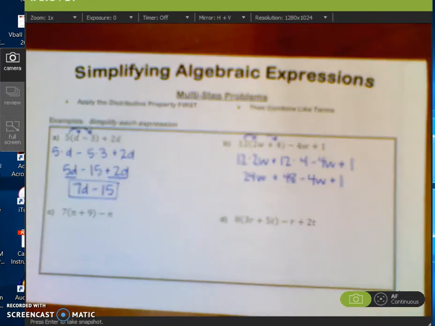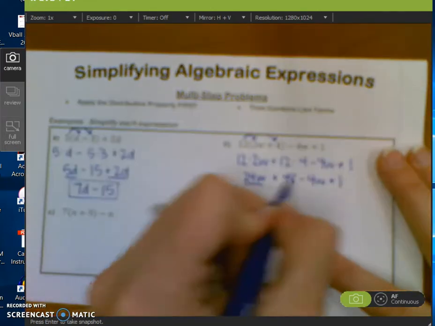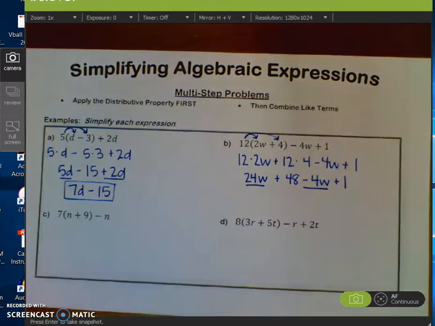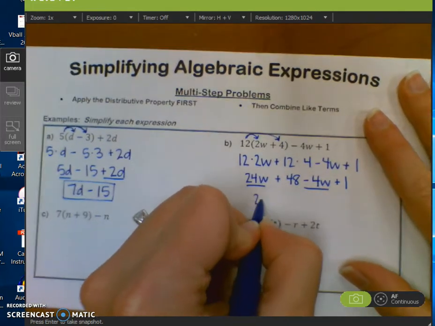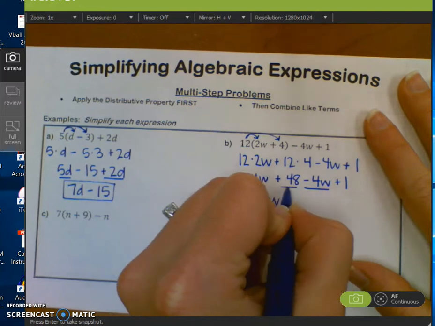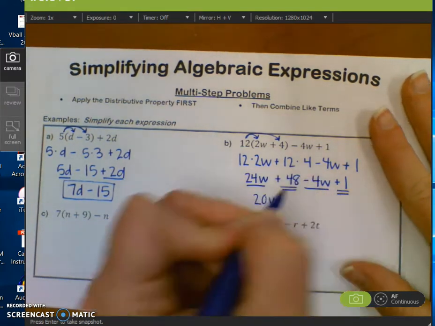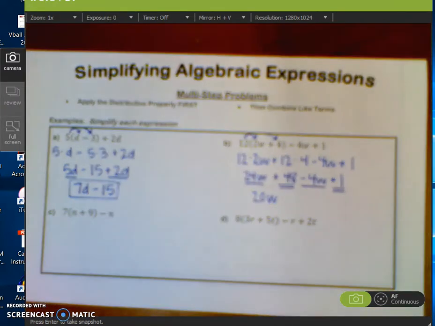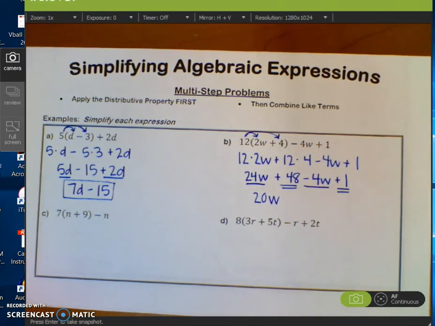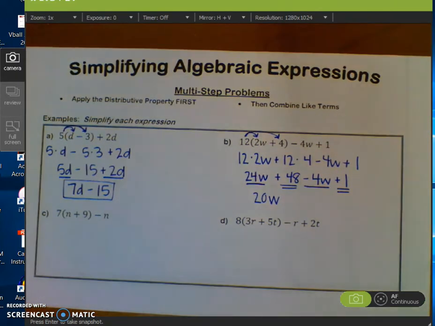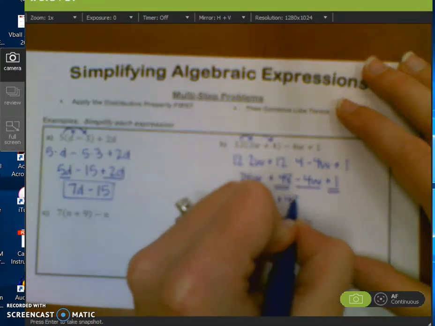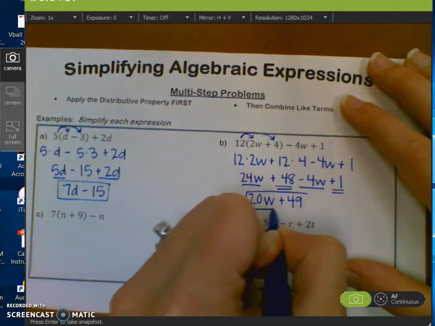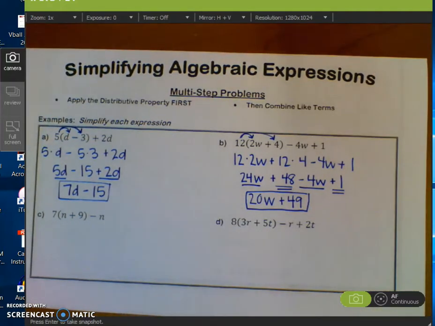So now I'm looking for like terms, and I see that 24w is a like term with minus 4w because they have the same variable and the same exponent. So 24 minus 4 is 20w. I also have 48, which is a constant, and 1 is a constant. They don't have a variable or exponent, so they are constant terms, and 48 plus 1 is 49. So my final simplest form here is 20w plus 49.